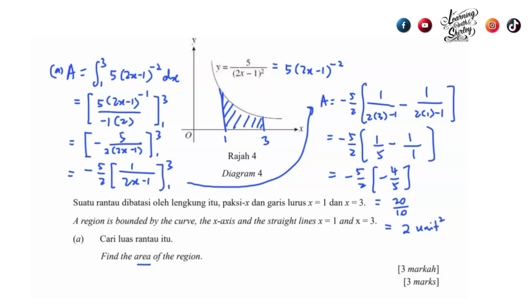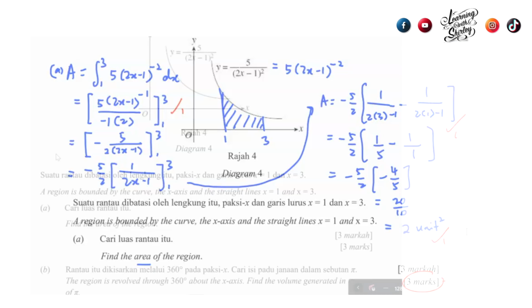And this question is 3 marks. Where do we get the 3 marks? First, this step is 1 mark. And then after that, this step where you substitute inside here is 1 mark, and the final answer, 2 unit square, is 1 mark. So total is 3 marks.